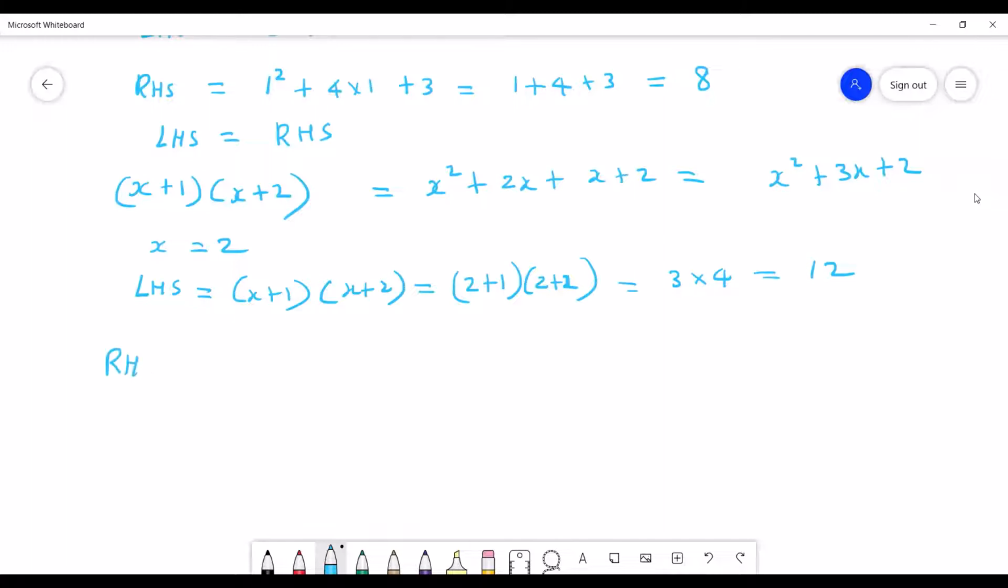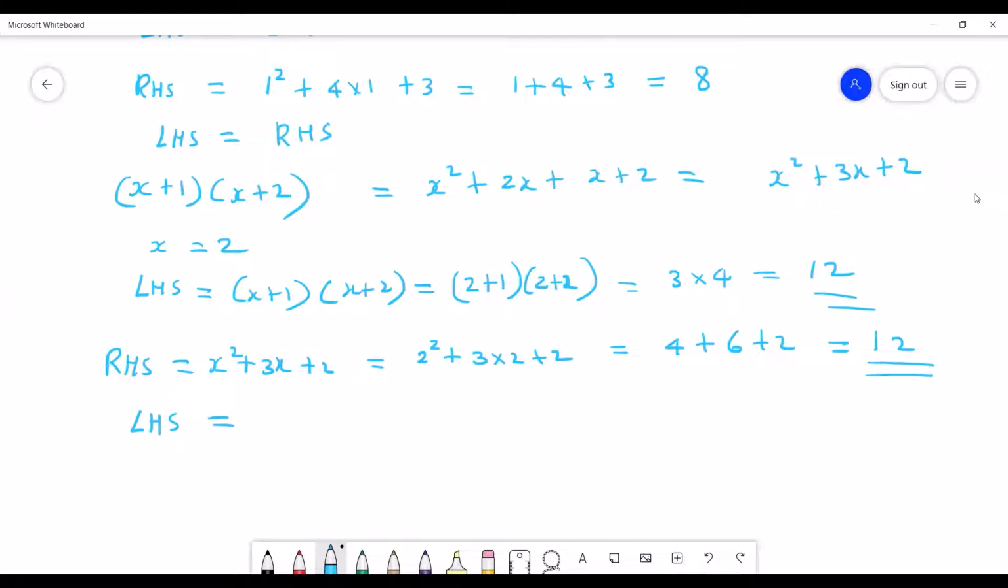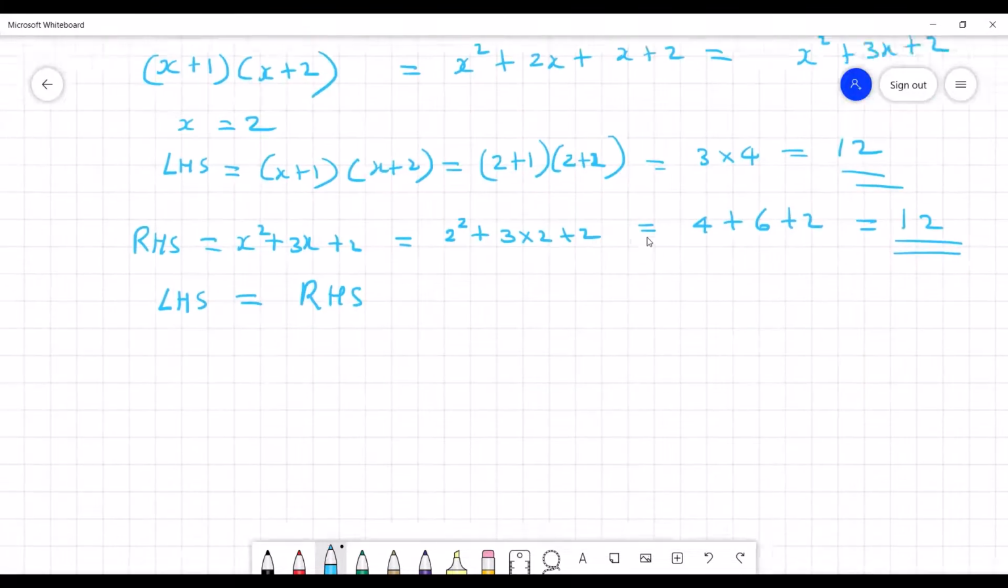Now let us check the right hand side. What is the right hand side? This is x square plus 3x plus 2 we are having. Let us replace x with 2. So this will be 2 square plus 3 into 2 plus 2. So 2 square means 4, plus 6 plus 2. Again we are getting the answer as 12. It means that the same value we are getting in the right hand side as on the left hand side.